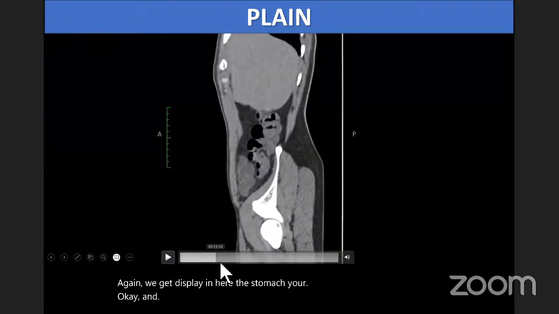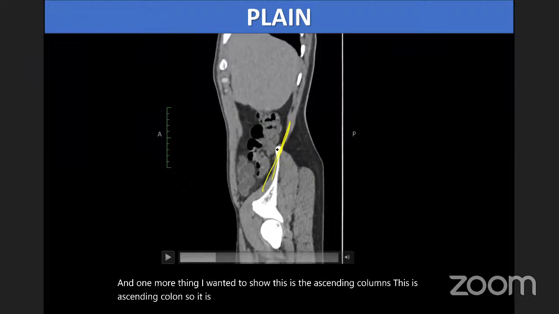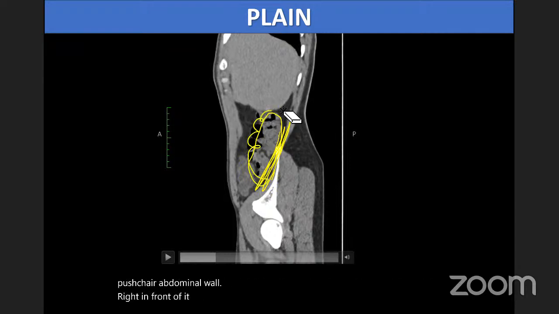One more thing I wanted to show. This is the ascending colon. See, it is on the right. This is the posterior abdominal wall, the fat in the posterior abdominal wall. Right in front of it, this saccular structure is nothing but the ascending colon. This is the liver. That's why it is the ascending colon.